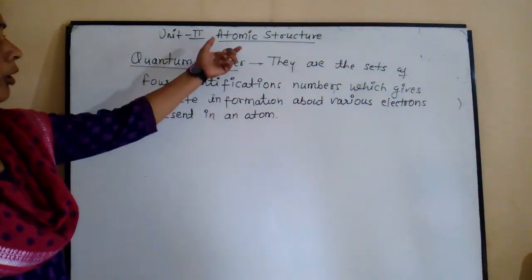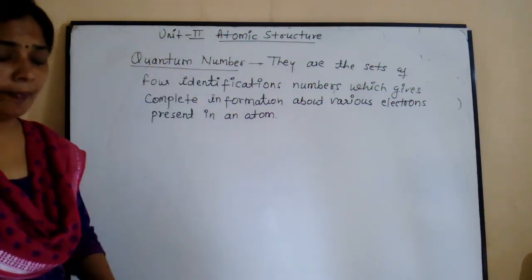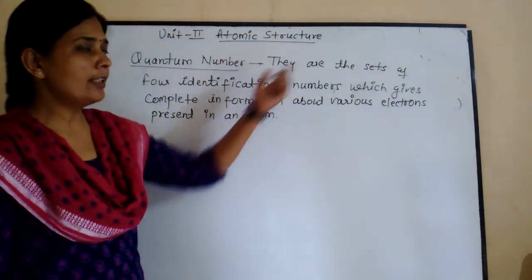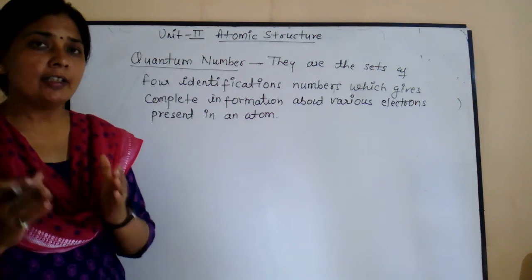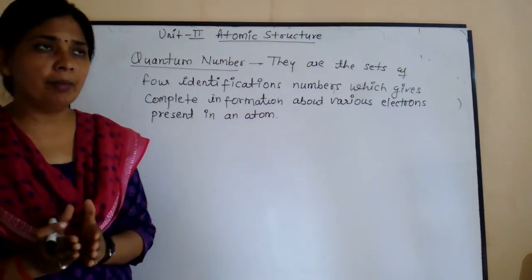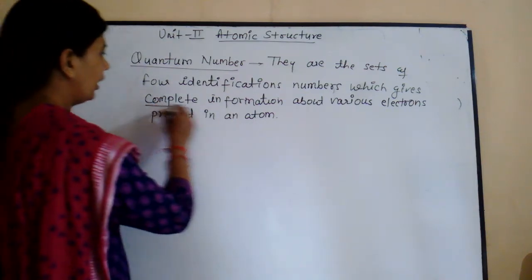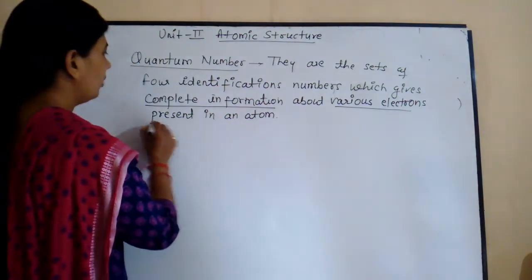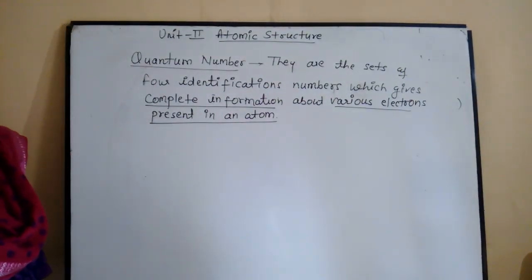Today in the atomic structure unit we discuss quantum numbers. It is a very important topic. Quantum numbers are a set of four identification numbers which give complete information about the various electrons present in an atom.